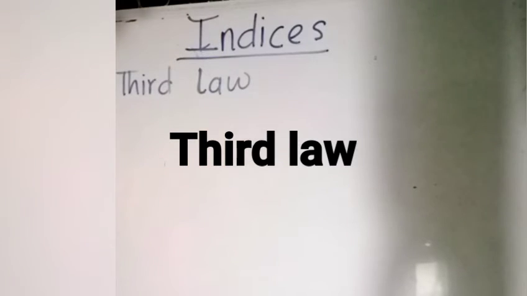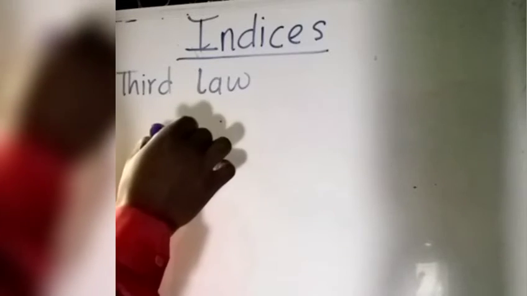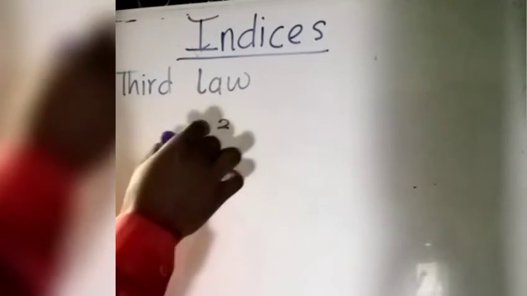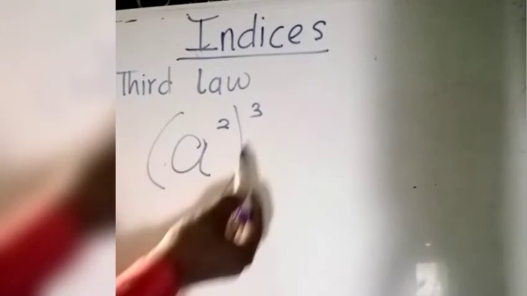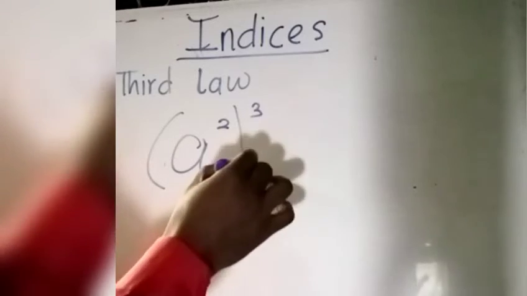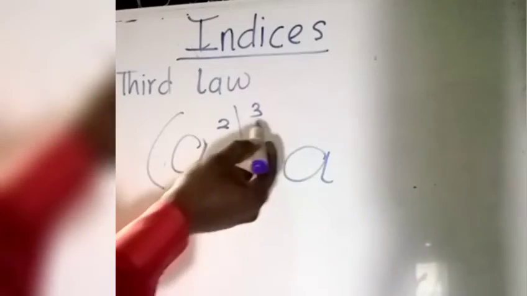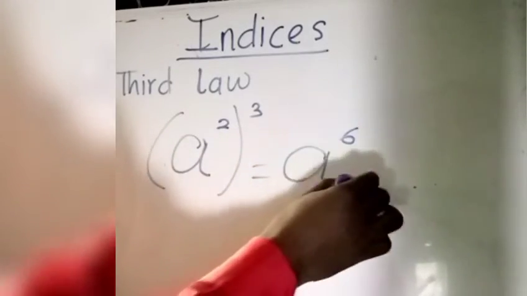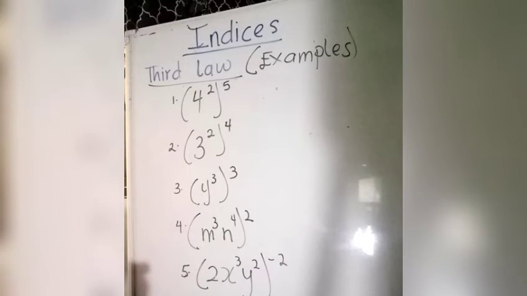Okay, so the third law also says that when you have a number raised to the power another number, let's say 2, raised to the power 3, the law says just multiply the powers to get your final answer. So when we do this, we take the a as 1, multiply this and this to get a 6. That's your final answer. We just apply our third law, which says we must just multiply the powers.